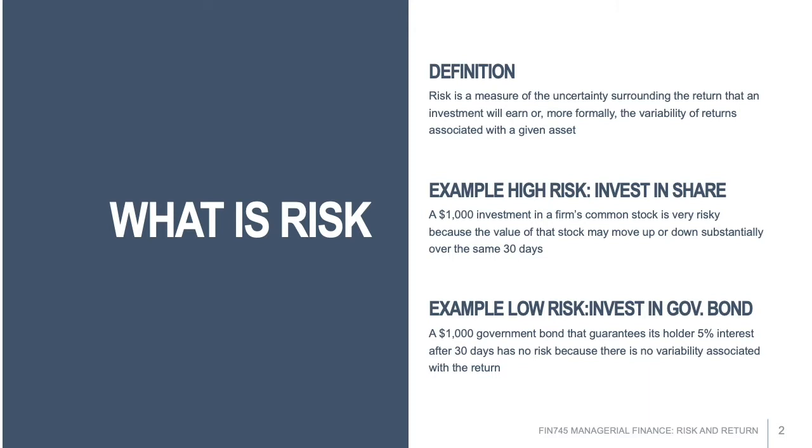Example for high risk investment is you invest in share. A $1,000 investment in a firm's common stock is very risky because the value of the stock may move up or down substantially over the same 30 days. Example for low risk investment is you invest in government bond. A $1,000 government bond that guarantees a holder 5% interest after 30 days has no risk because there is no variability associated with the return.